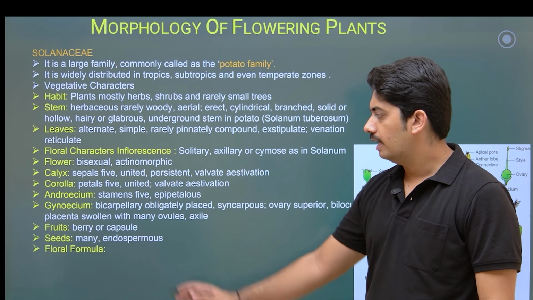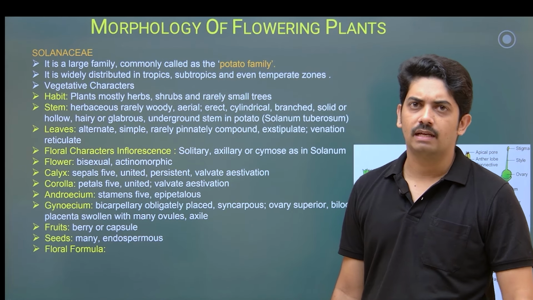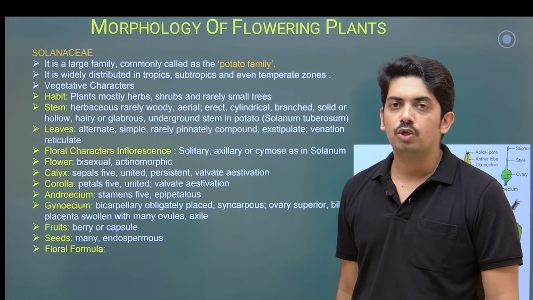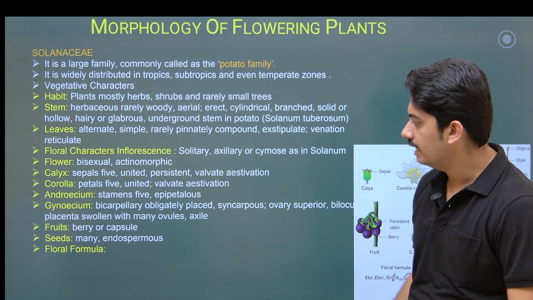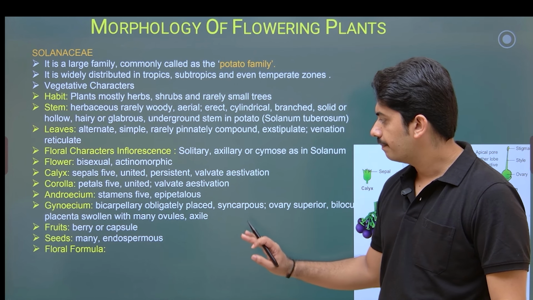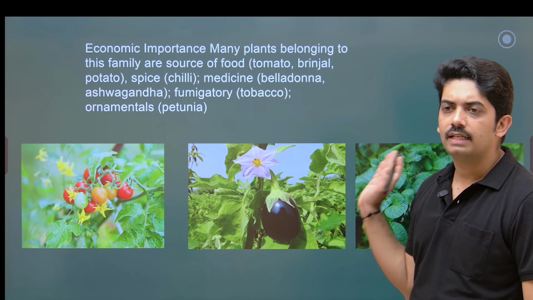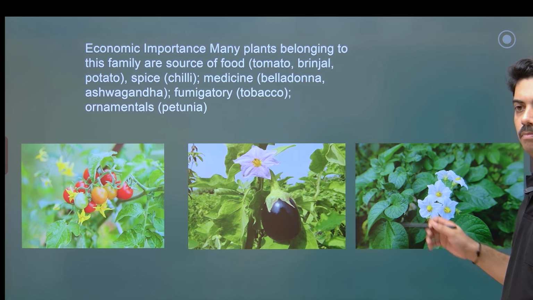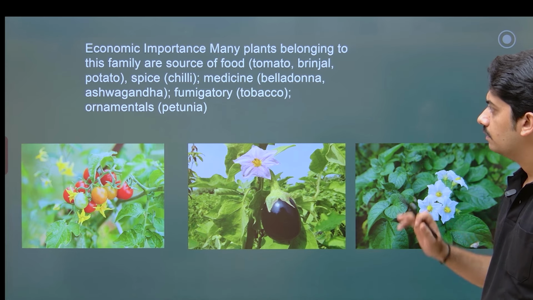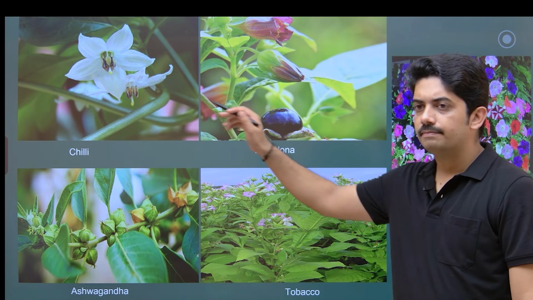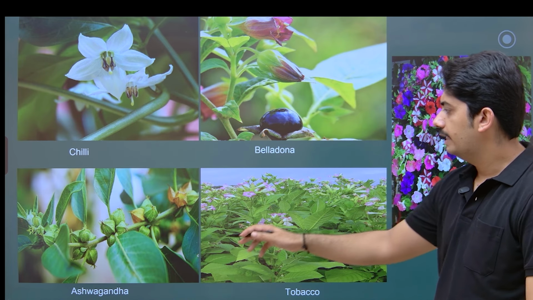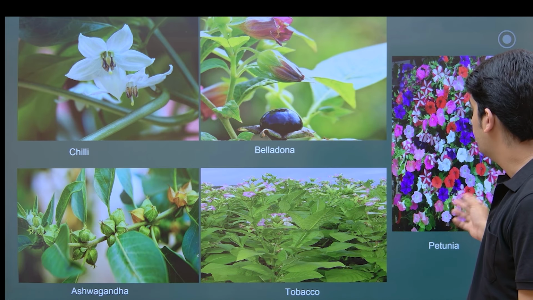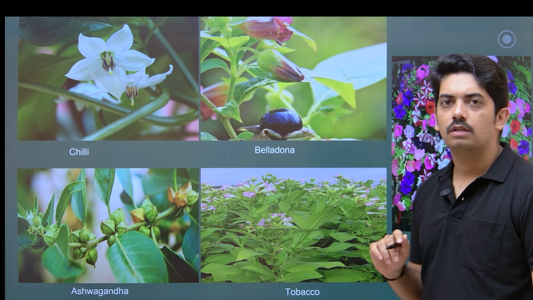Fruits are berry and seeds many. If you cut open the brinjal, you can see hundreds of seeds. They are endospermous. That means endosperm is retained even after the development of the embryo. So these are the examples. Tomato, here you can see a brinjal. This is potato plant. Chili, belladonna, and this is ashwagandha. Tobacco and petunia. Petunia is a very well-known garden plant.